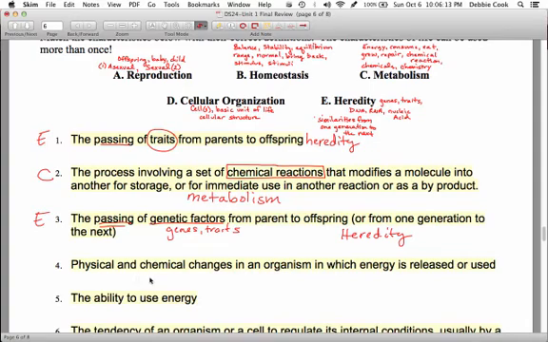For 4, physical and chemical changes in an organism in which energy is released. So again, the key here is energy. So we know that we're still dealing with metabolism because we're looking for our key words. So 4 should be C. Number 5, the ability to use, again, here's our key word, energy. So number 5 should still be metabolism. So already we've seen 3 different definitions for metabolism, but if we focus on our key terms, it's easy to know what it actually is. So that number 5 should still be C.